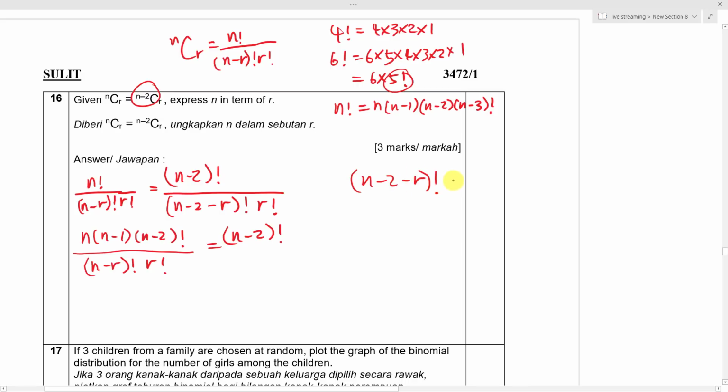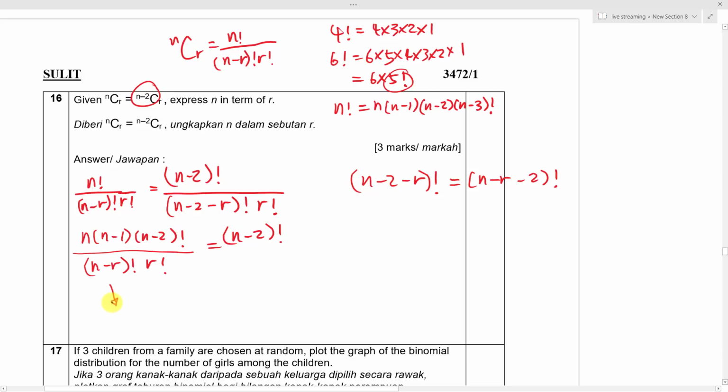Yeah, I want to solve this thing. So what I will do over here is I will make this one become n minus r, n minus r minus 2 factorial. I'll just swap place between r and 2. I will explain the reason why.